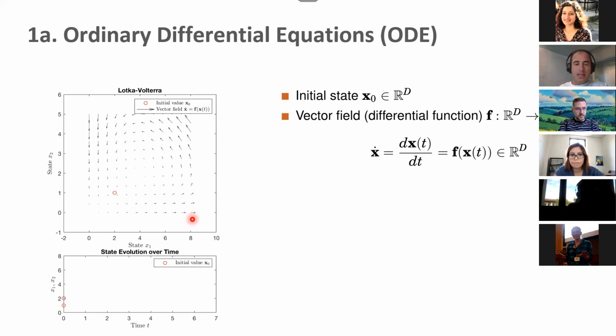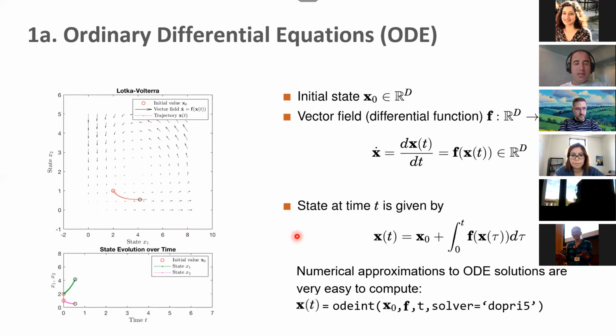Then integration is simply this operation. Here we recursively compute this integral forward in time. That means our initial state, x0, moves over time and follows this trajectory. Again, this is state one against state two. And when they are plotted over time, they look like this.